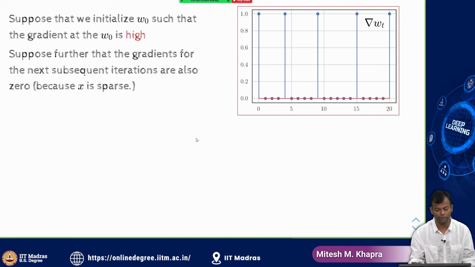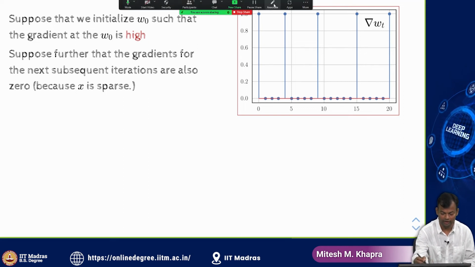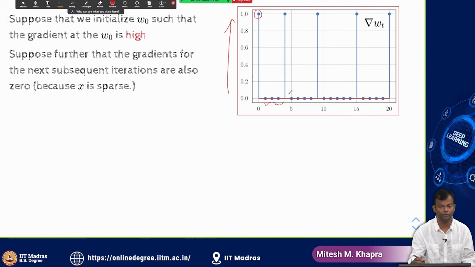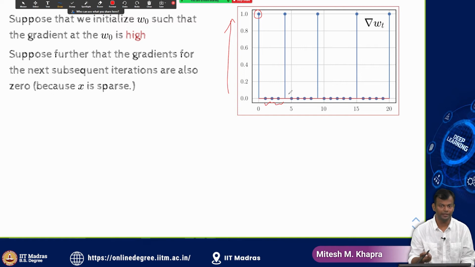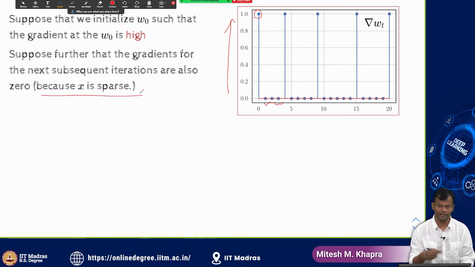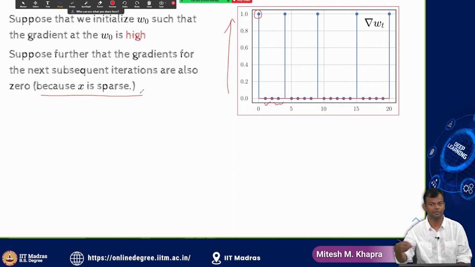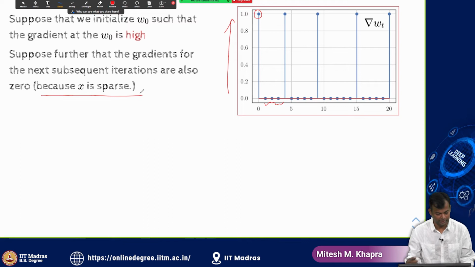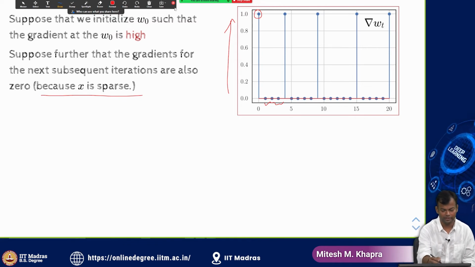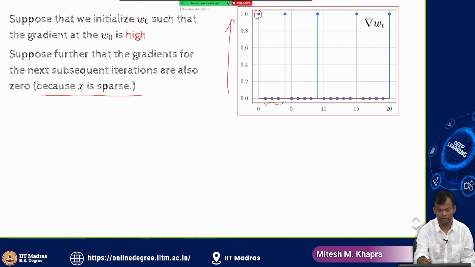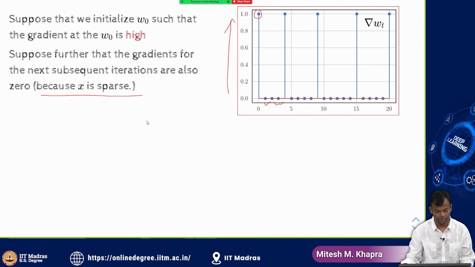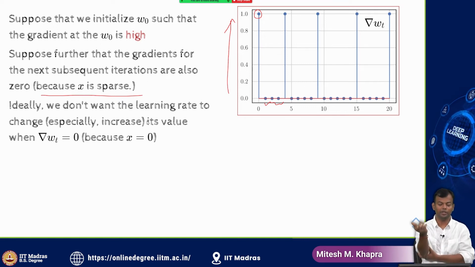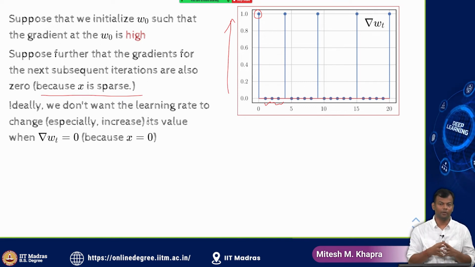So this is what is pictorially depicted here, right? You have the gradient along this axis, your initial gradient was high, and then for the next few time steps your gradient is 0, and this could be possible because x is sparse. So in the next time steps when you're seeing the input, the x is 0, so the gradient is going to be 0. This is again a typical situation that you encounter. In fact, this is the situation that we have been arguing about ever since we started the discussion on adaptive learning rates. So ideally we don't want the learning rate to change when the gradient is 0.